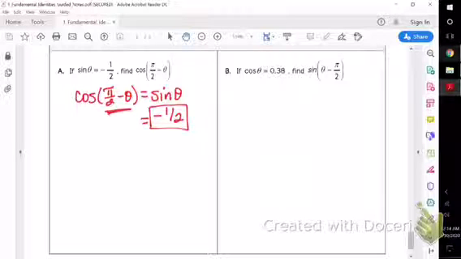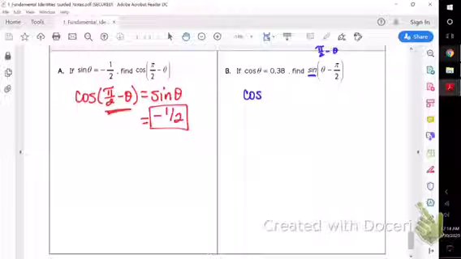On B, it says if cosine of theta is equal to 0.38, find sine of theta minus pi over 2. Ooh, notice this one's backwards, right? Normally we see it as pi over 2 minus theta. So I need to switch those signs. I need pi over 2 to become positive and theta to become negative. So we can do that though because this is sine, and remember sine is an odd function.